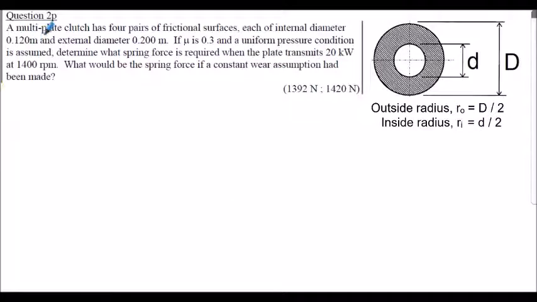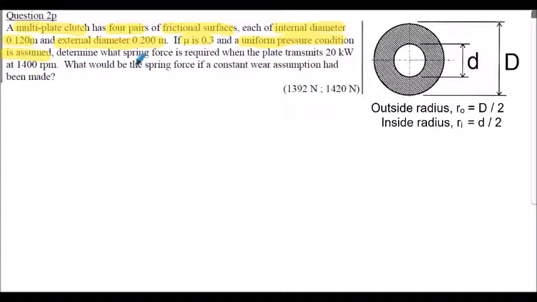Question 2p, a multiple clutch plate has 4 pairs of frictional surfaces, so n is 4 in this case. Each has an internal diameter of 0.12 meters and an external diameter of 0.2 meters. The mu, the coefficient of friction, is 0.3. And a uniform pressure condition is assumed. So uniform pressure here, that's for basically a new clutch.